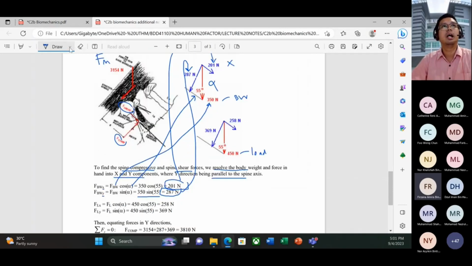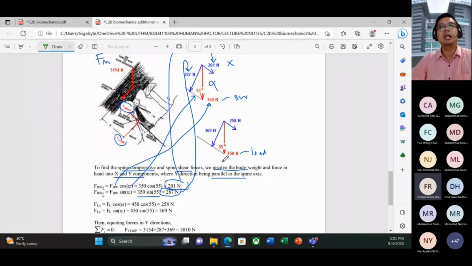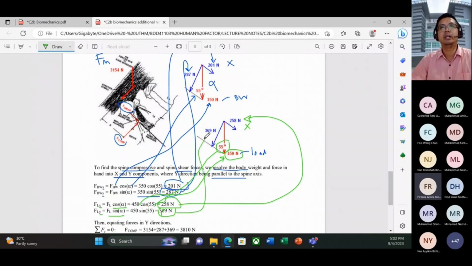I'm using a different color, green. Meanwhile, for our load force FL, for the direction X and Y, same as previously: FL cos alpha, FL sin alpha. So please put 450 here, cos 55, this is 55 degrees. So for the X we will get 255 Newton. Meanwhile, for the y-axis, our load force will be 369. Clear.